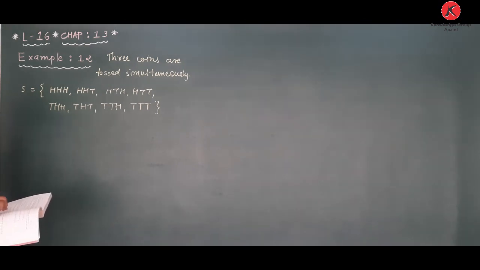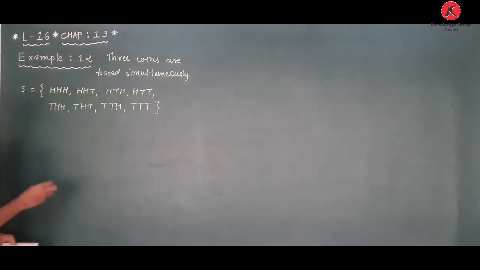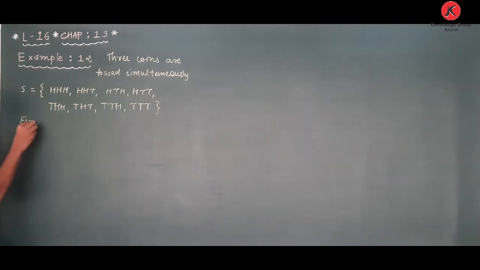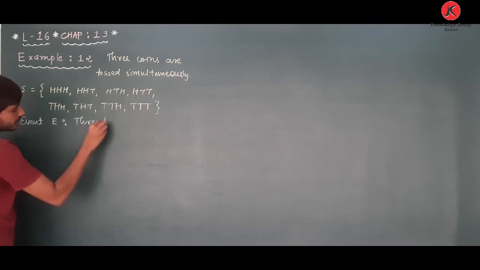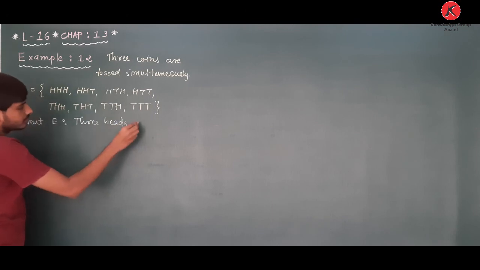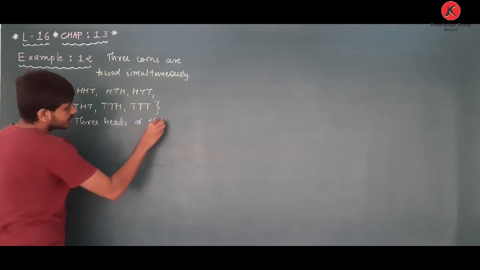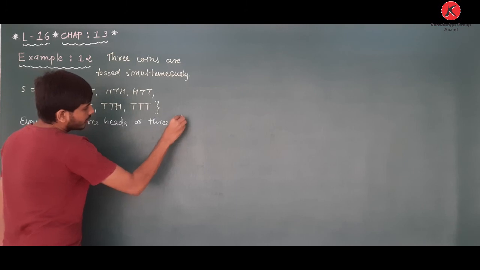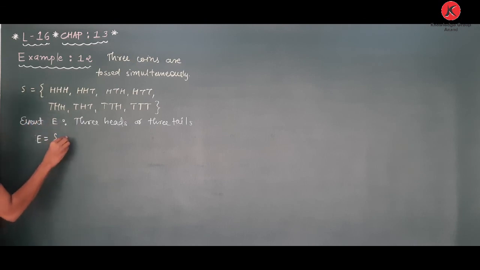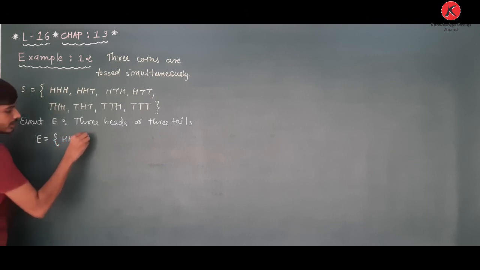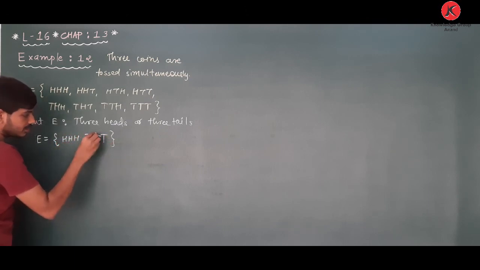Okay, consider the event E: 3 heads or 3 tails. So write down the event E, 3 heads or 3 tails. The favorable outcomes of your event E are the elements: event E equals 3 heads or 3 tails.